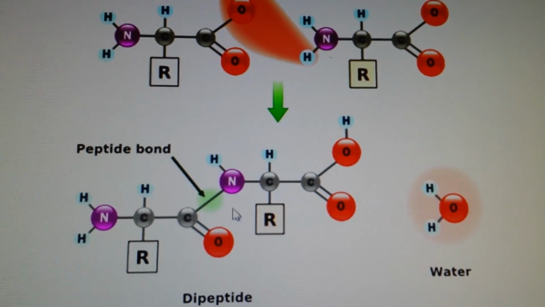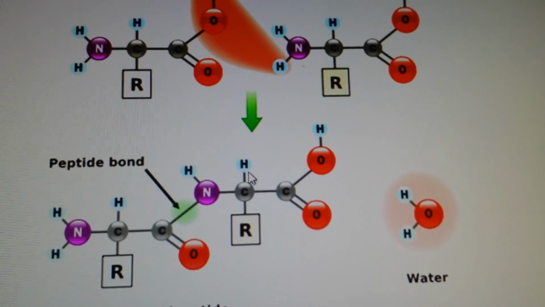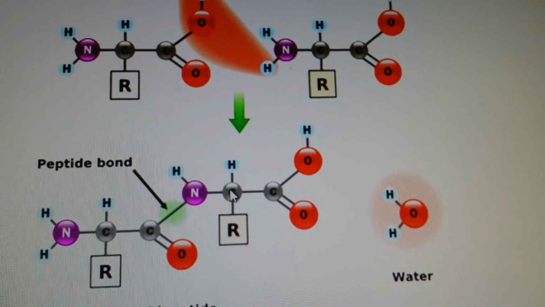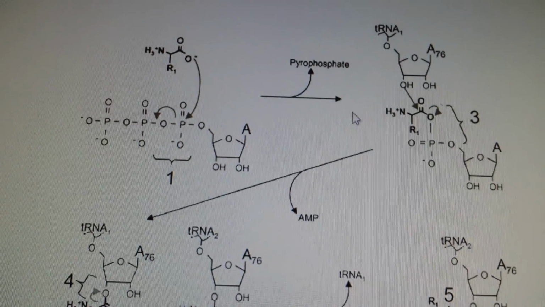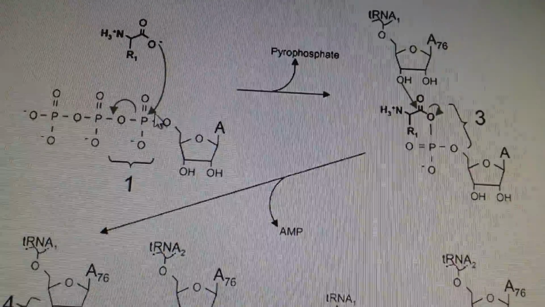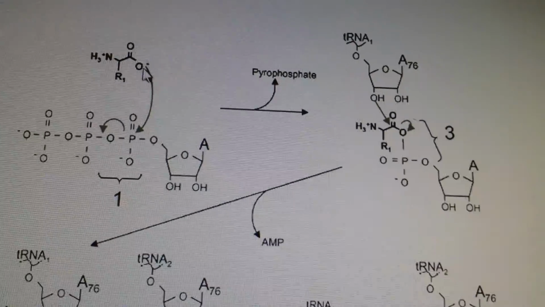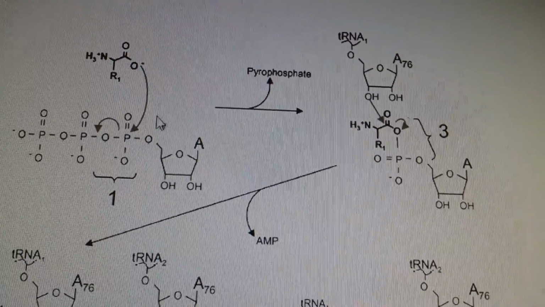This is a dipeptide, two amino acids reacting with each other. This is the mechanism that was going on. You see, this is one amino acid.